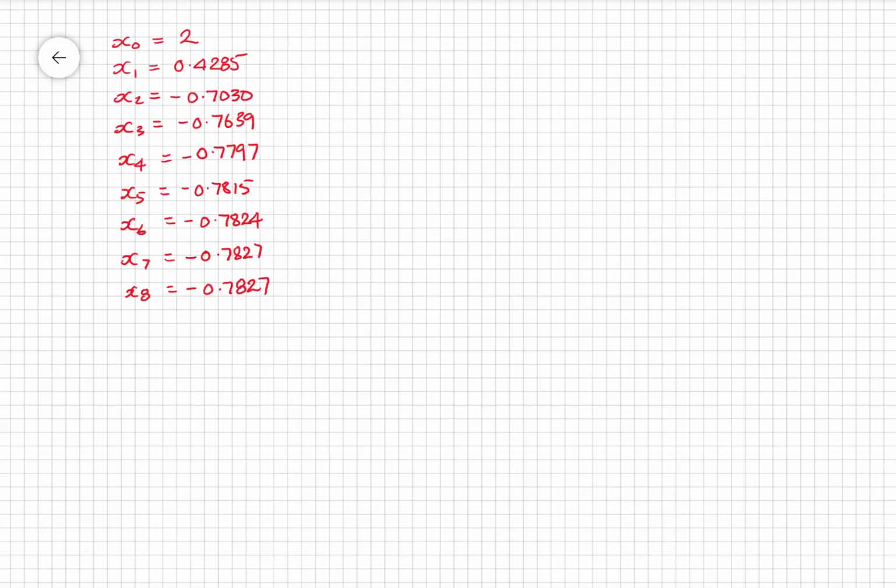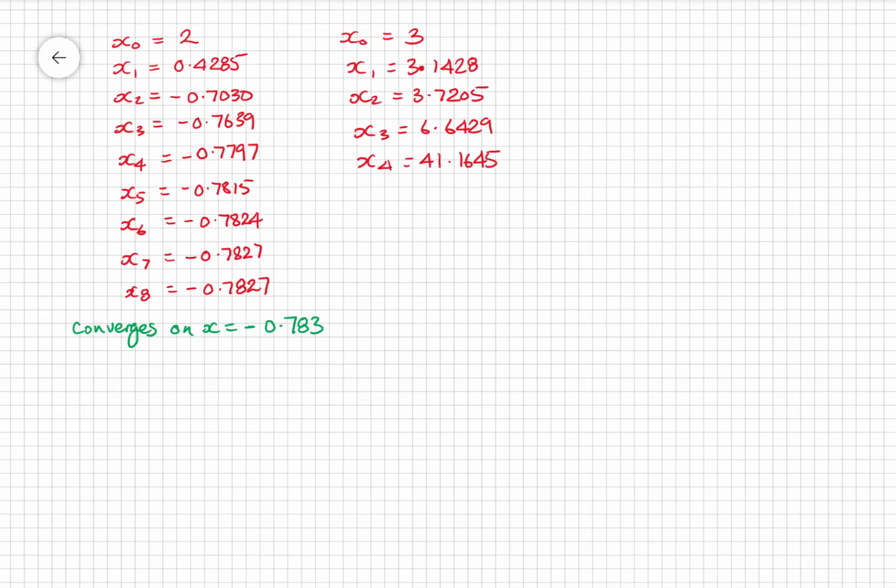Here are the values that you would get if you began with a starting value of 2. Once again, this converges on that middle root of minus 0.783. And the final starting value to choose is x0 is equal to 3. Although it doesn't move away very rapidly, soon the numbers get very large indeed, and like the very first value that we tried, it does not converge on any root at all.